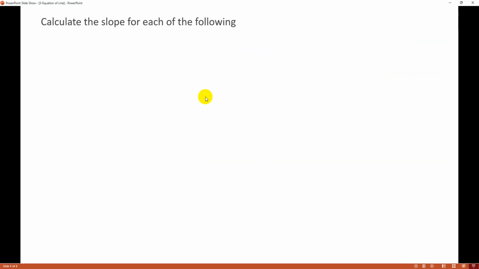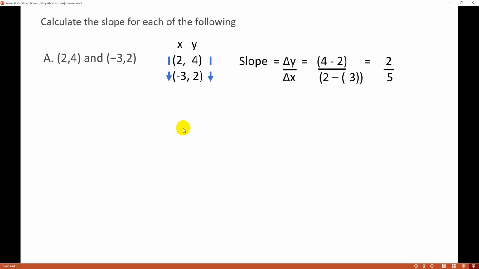Now let's calculate the slope for 3 different cases. The first one, they give us 2 points, 2, 4 and -3, 2. So again, we put one coordinate on top of the other. Doesn't matter which one is first, as long as we follow the rule of applying the difference of the y and the difference of the x in the same order that we see here. So the slope will be 4 minus 2, that's the difference of the y's, divided by 2 minus -3, that's the difference of the x.